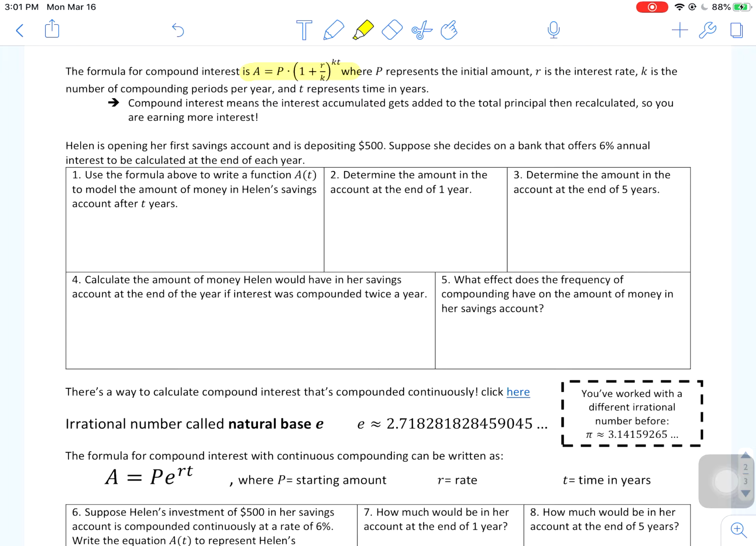Helen is opening her first savings account and is depositing $500. Suppose she decides on a bank that offers 6% annual interest to be calculated at the end of each year. Number 1. Use the formula above to write a function A of t to model the amount of money in Helen's savings account after t years.